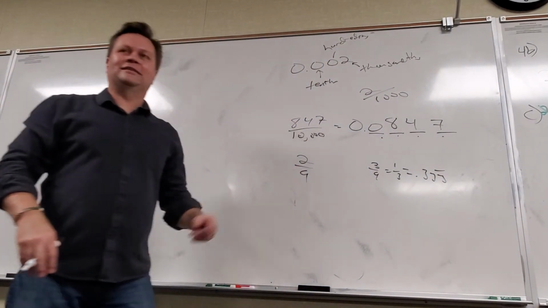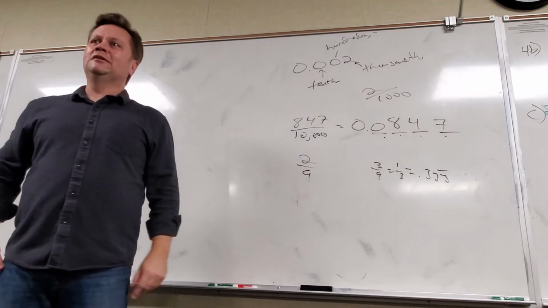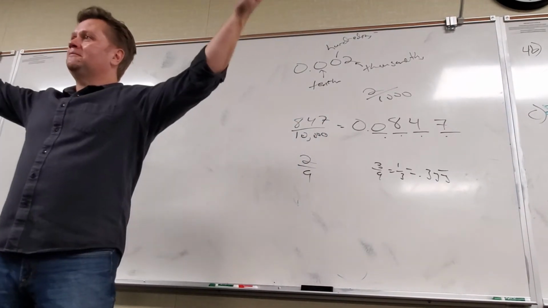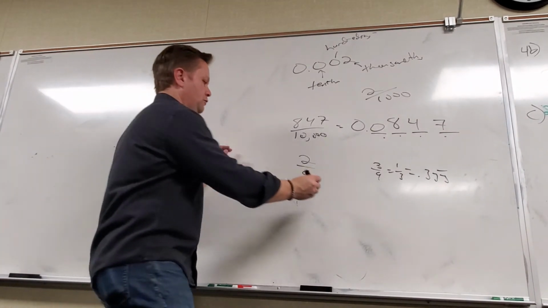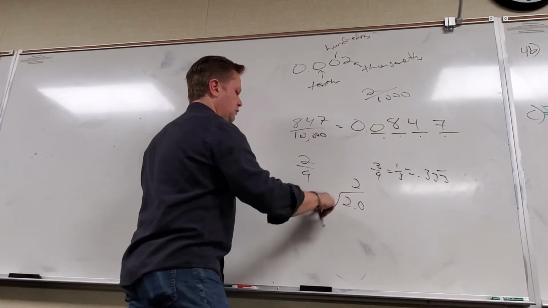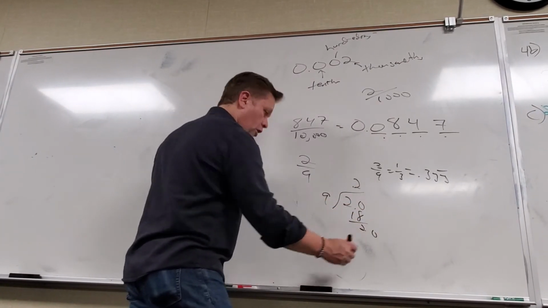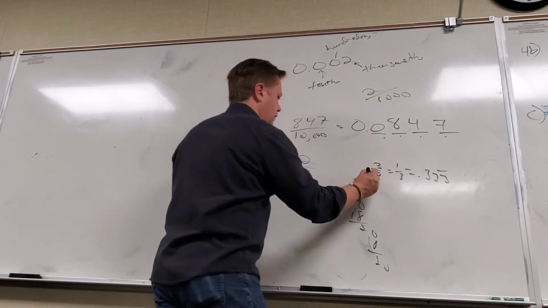So what do you think 2/9 is? If 3/9 is 0.333 forever, 2/9 is 0.2222 forever. Isn't that crazy? Now how do you show that? You do 9 into 2. 9 goes into 20 twice. 2 times 9 is 18. Subtract. Oh, there's 20 again.